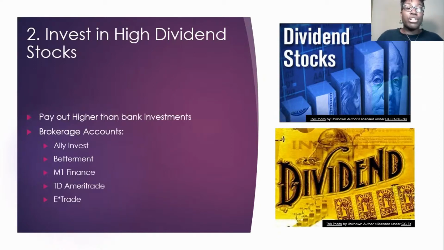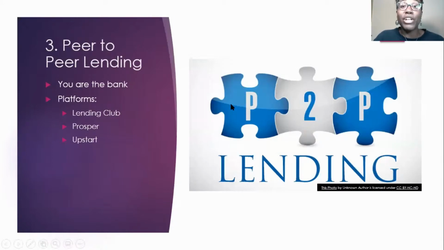So some brokerage accounts are Ally Invest, Betterment, M1 Finance, TD Ameritrade, and E-Trade. Right? So those are some great companies to invest your money in stocks if that's what you would like to do. All right, the third one, peer-to-peer lending.